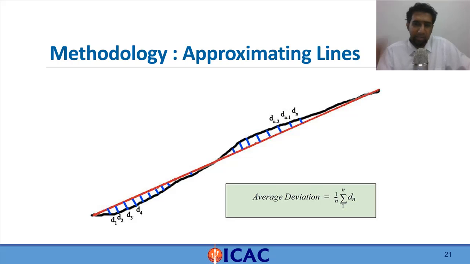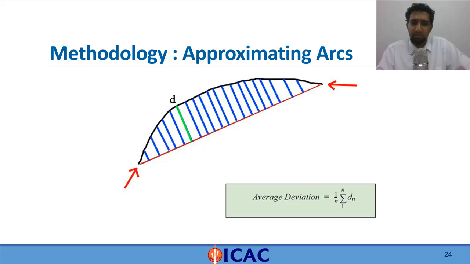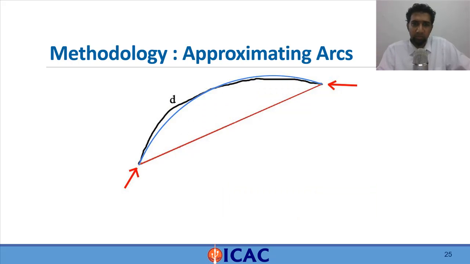If this average is lower than a certain threshold, you can approximate this as a line. If it is not, you can approximate it as an arc. In case of an arc, now you can do this. Now the deviations are higher for an arc, as you can see. So the average is higher than the threshold, so you can approximate it as an arc.